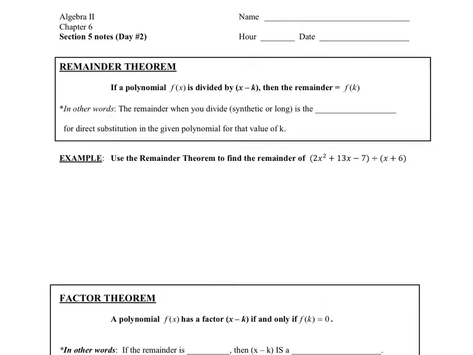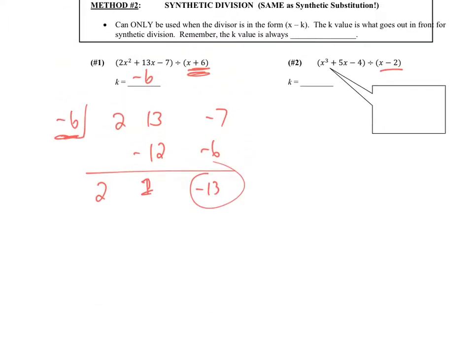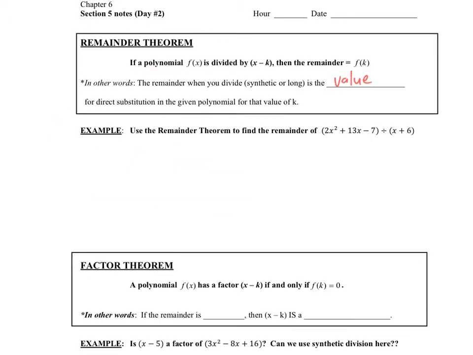In other words, the remainder when you divide in synthetic or long division is the value that you would get for direct substitution. So if you substitute that number into the equation, it's the same thing you would get. Okay, so in other words, if we plugged in negative 6 into this equation, we would get negative 13. And we talked about that earlier this year.